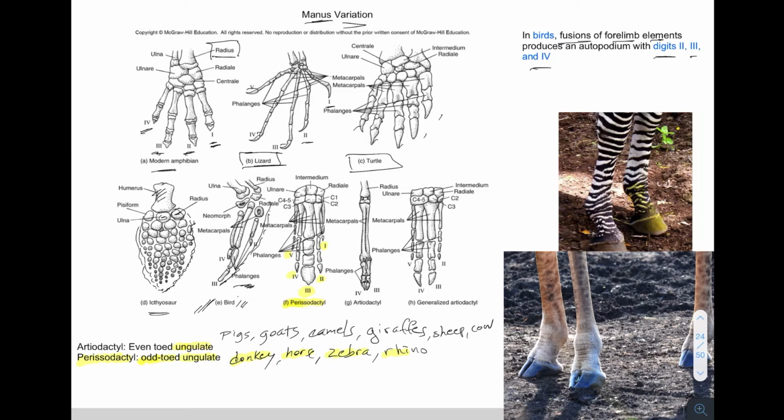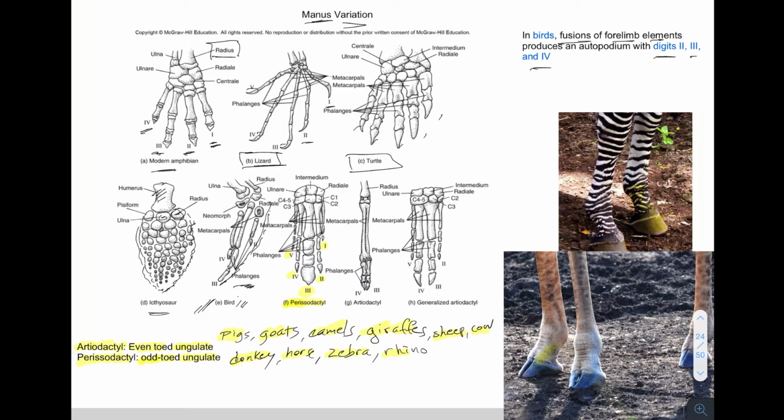These animals also have to get faster, so they increase their speed by extending this manus and also getting rid of digits. A similar thing that we see is another line of this, which is the artiodactyls, or the even-toed ungulates. And these are your pigs, your goats, your camels, your giraffes, your sheep, your cows. So there are more examples of the artiodactyls.